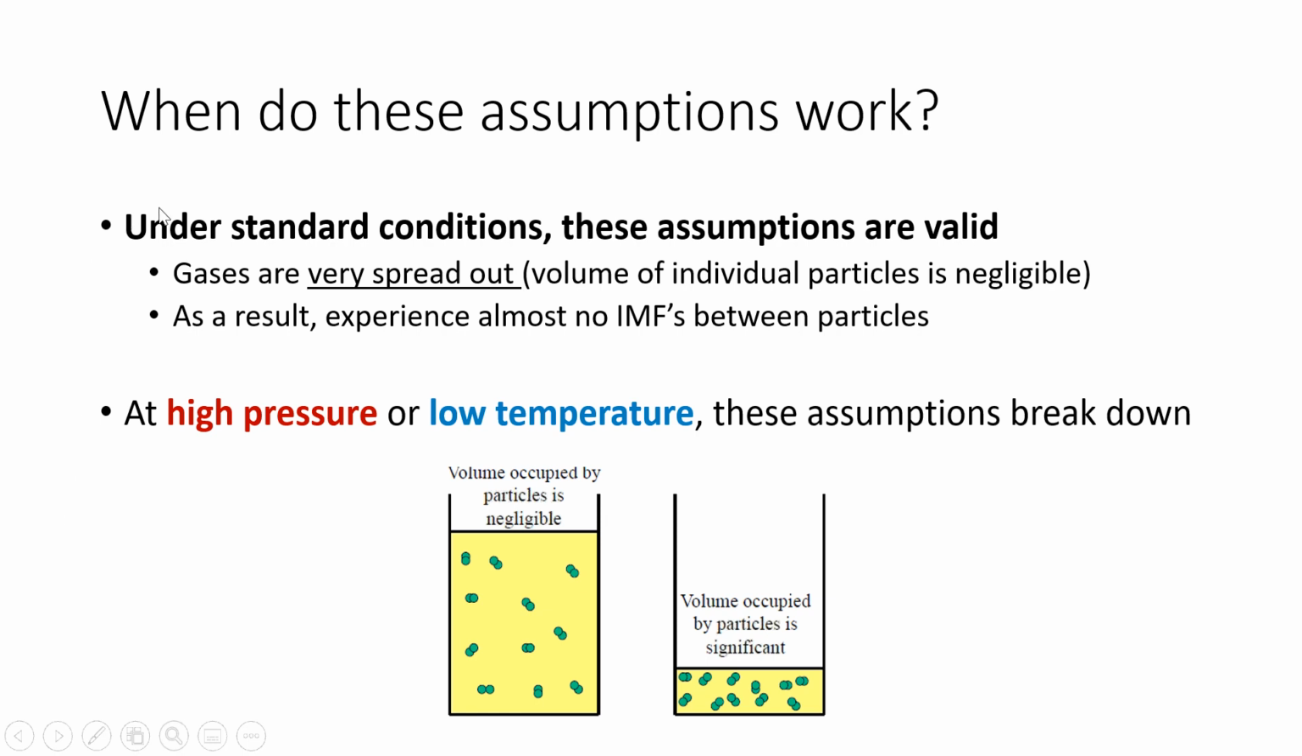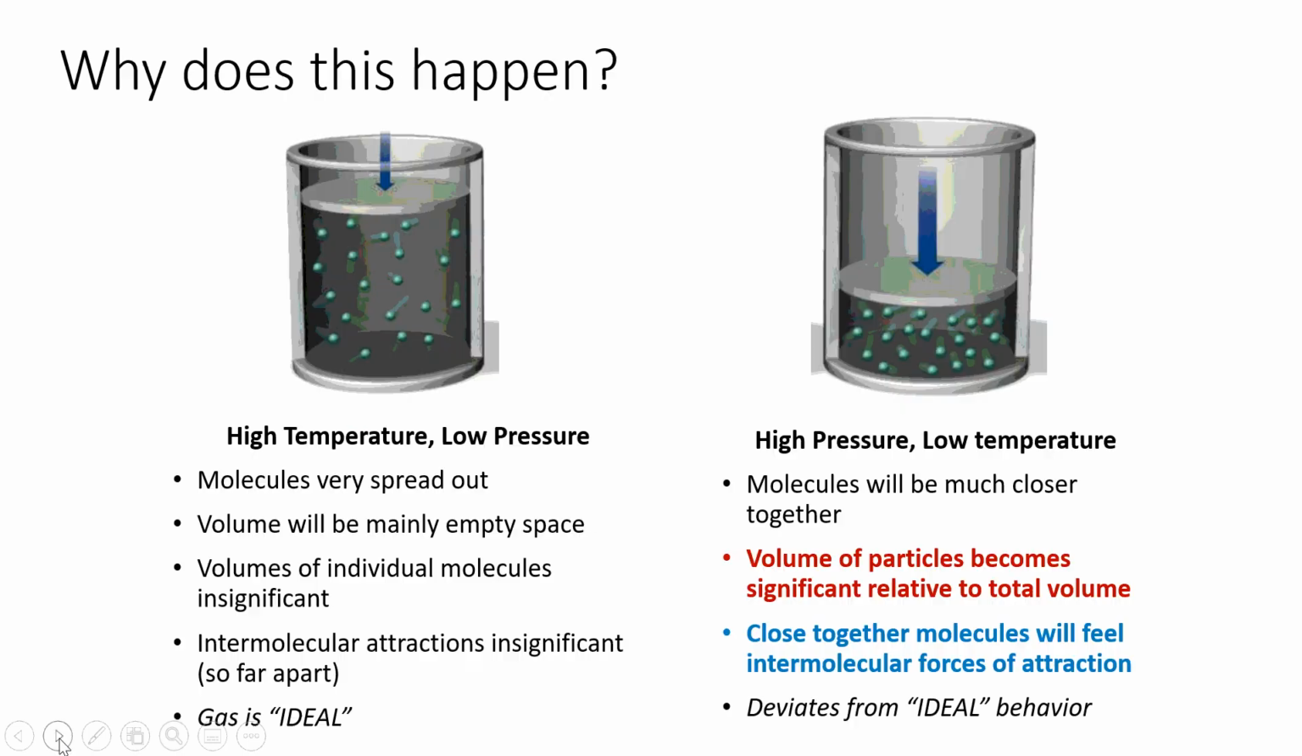These assumptions work when gas particles are very spread out. When they're really spread out, the volume of the individual particles is negligible, and the molecules experience almost no intermolecular forces because they're so spread out. But if you're under high pressure or low temperature conditions, where the particles are jammed a little bit closer together, these ideal gas assumptions start to break down, and we start to see deviations from what we'd expect from ideal gases.